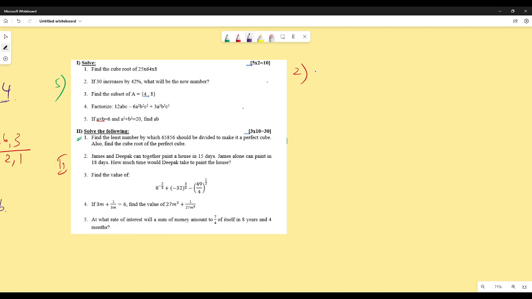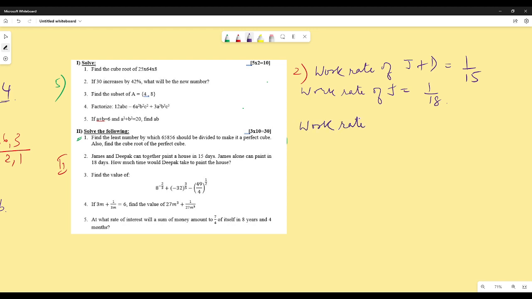Okay, so let us look at the work rate. Work rate of James plus Deepak is equal to 1 by 15, right? Together they can finish the work in 15 days. Now work rate of James is 1 by 18. That means James is doing 1 by 18 part of the work. So how much is Deepak doing?